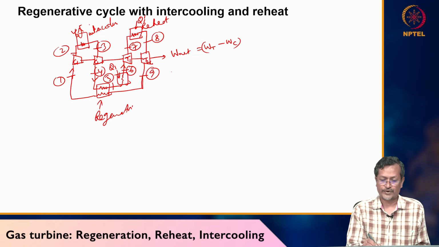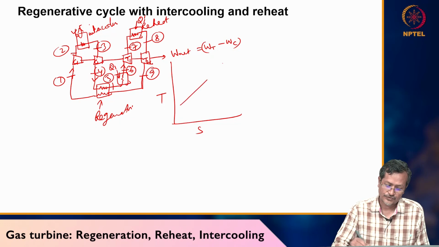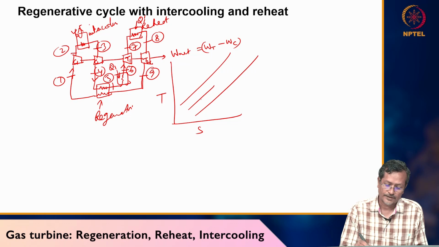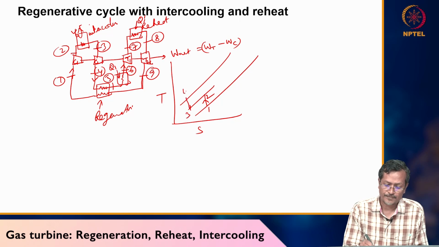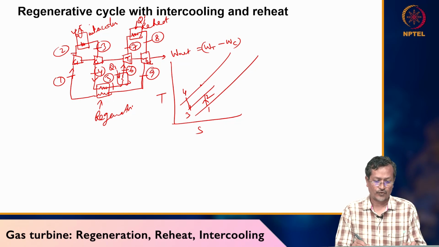Now I want to put the whole thing in a TS diagram. How will it look? First you draw the main pressure line. So 1 to 2 compression happening, 2 to 3 some heat rejection happens, 3 to 4 compression happens again. 4 to 5, what is happening? Some heat addition happened. Then 5 to 6 your combustion chamber worked. Then 6 to 7 expansion worked.